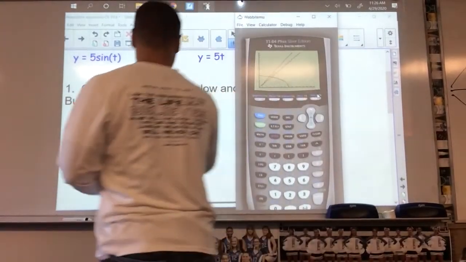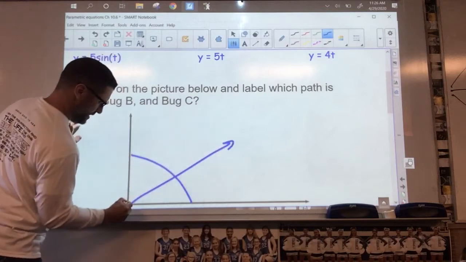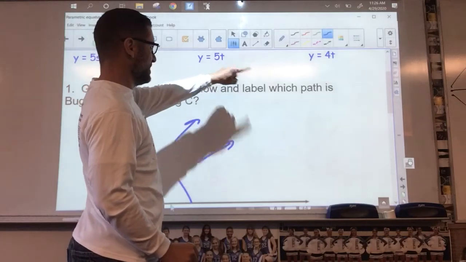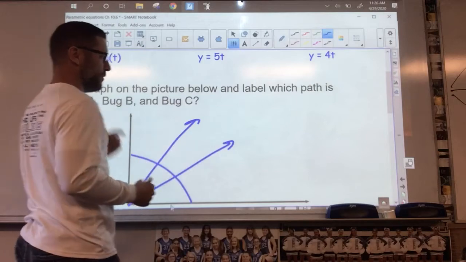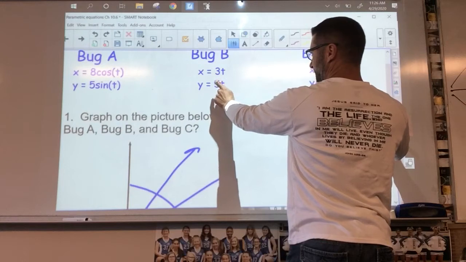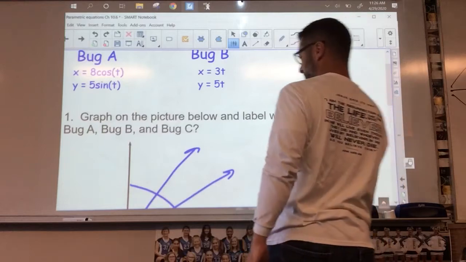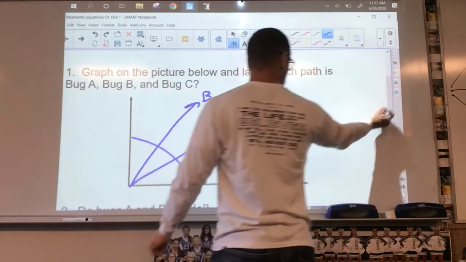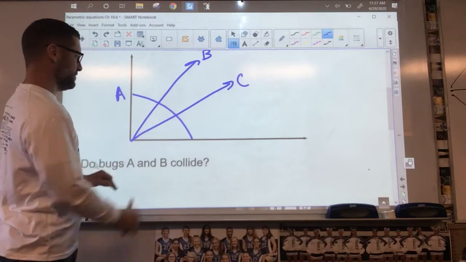Cool. So we had a graph come up like this, and one come up like this, and one come up like this. Now, if you think about this, one is 3/5 t and one is 3/4 t. Bug B was a rise of 5, a run of 3. This one is a rise of 4, a run of 3. So this one right here would be bug B, and this one would be bug C. And this circular one over here must have been bug A. So there was A, B, and C.